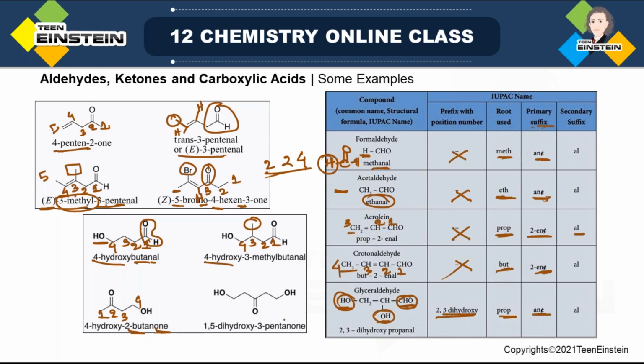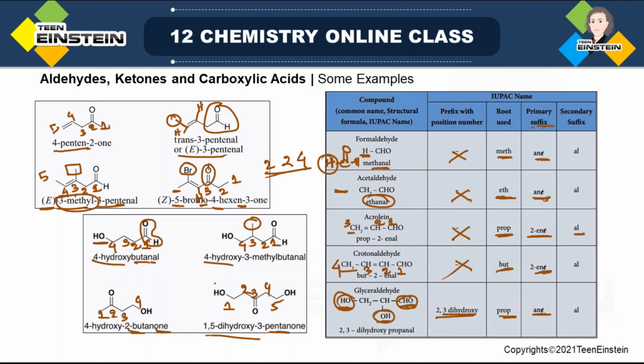Next example, it is a symmetrical structure, whatever direction you choose, it doesn't matter. 1, 2, 3, 4, 5, if you do it the other way around, that is also the same. So at the 1 position and 5 position you have 2 hydroxy groups, that is why it is 1,5-dihydroxy. The 3 position is the position of the one, 3-pentanone. Okay, so this is the nomenclature for the last one.